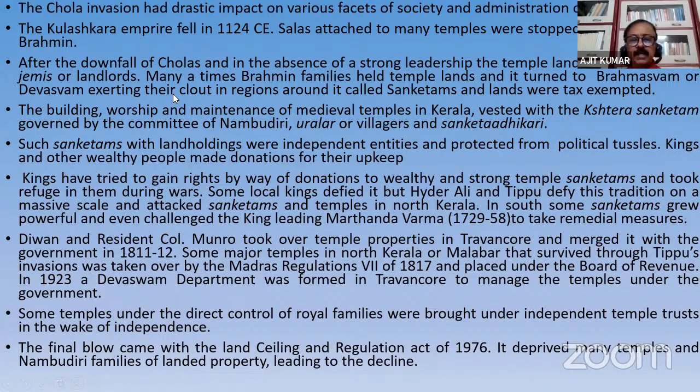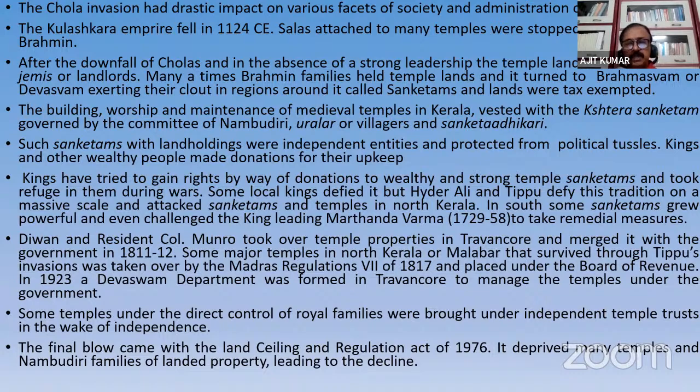So after the fall of the Kulashekara Empire and the declining of the Chola hegemony or power in Kerala, there was an absence of strong leadership, and the temples which were managed during the early Chera period by a sort of democratic setup finally ended up in the hands of many of the Brahmin families, and the temple land turned into Devasam. And because of the clout of such temple lands landing in the hands of Brahmin families, some came to exert their clout in certain regions.